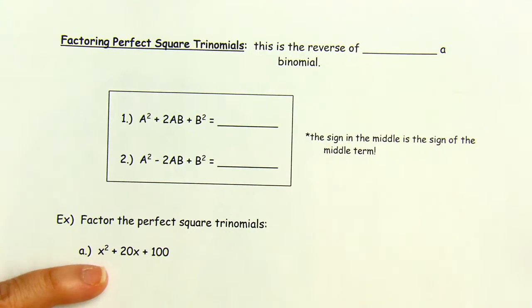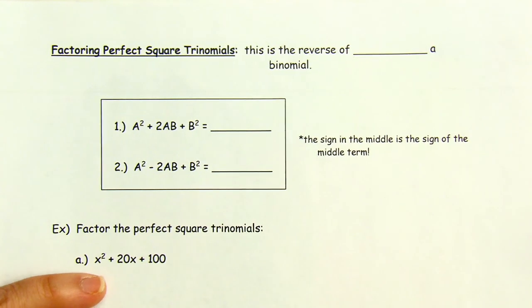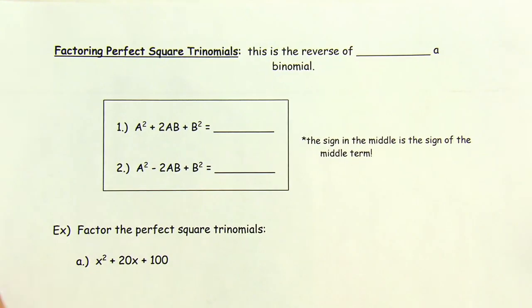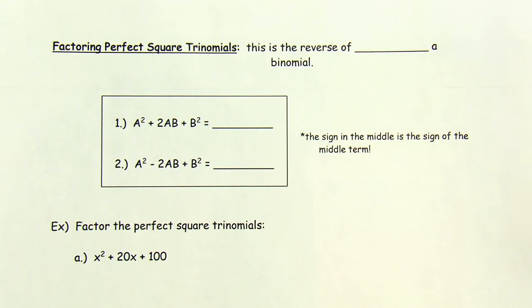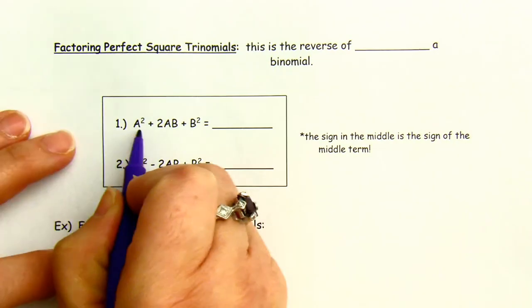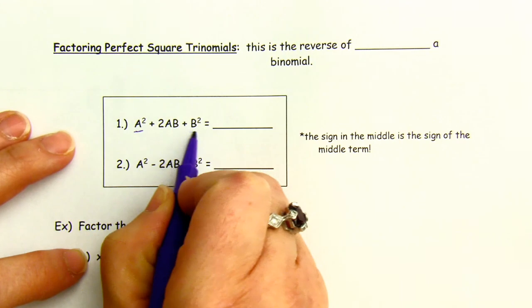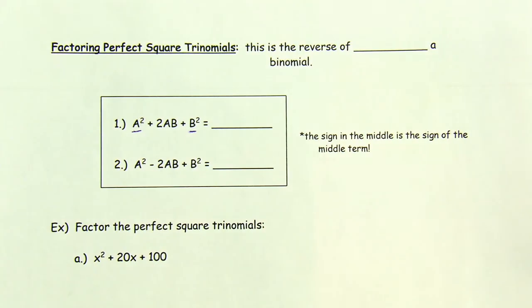All right. Next on the agenda is another special type of polynomial called a perfect square trinomial. In the perfect square trinomial, the leader and the ender here, they're both squares. This is not a difference of squares, so it's not going to factor as the product of the sum and difference of terms.